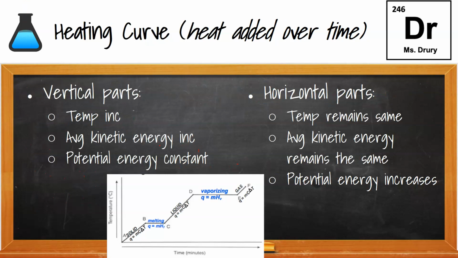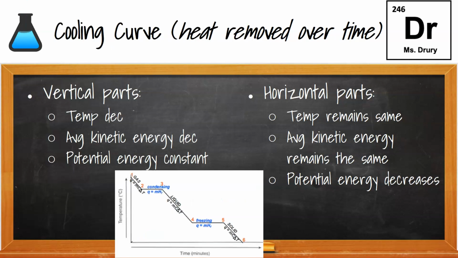Just a reminder that the vertical points were when temperature was increasing, so that's when your kinetic energy is increasing, and so therefore potential energy is constant, and you can use Q equals mc delta T for any of those portions when your temperature is increasing. But what we're saying now is for the horizontal points, since the temperature is remaining the same, the kinetic energy is remaining the same, only the potential energy or phase energy is changing. In that case, you have to use the new formulas MHF for fusion and MHV for vaporization.